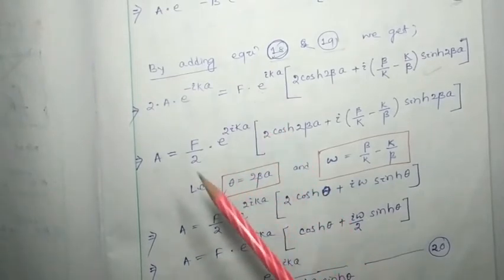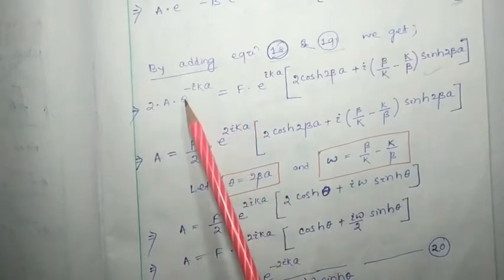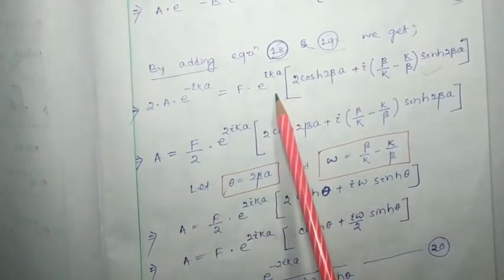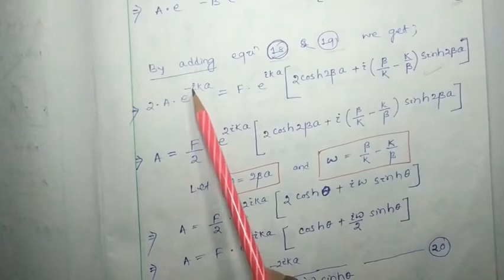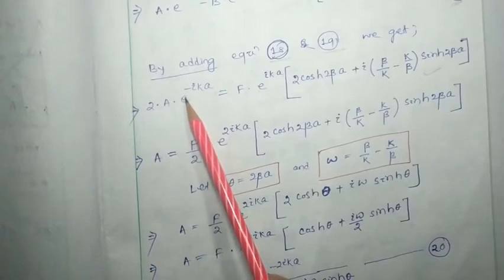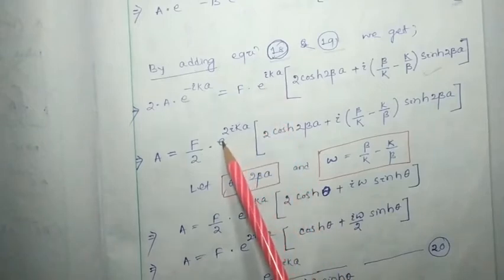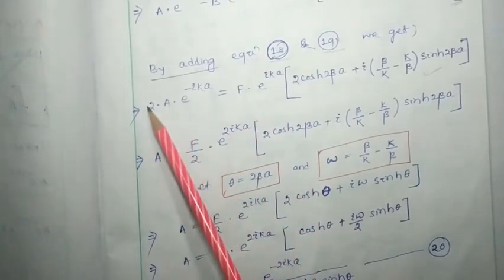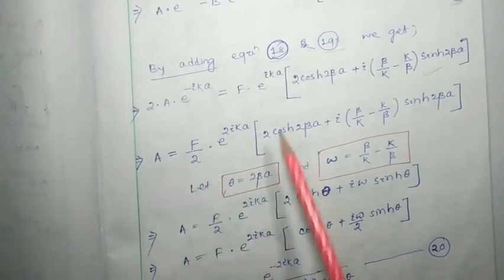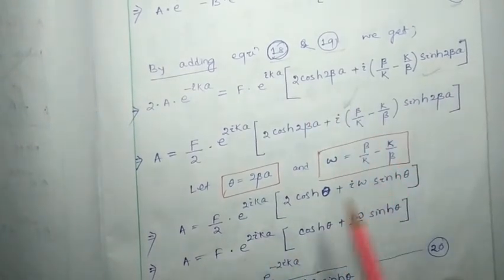Hence in the next step what we did, we divided 2 on the right hand side, and e to the power minus ik, if it is moved to the right side, it will be e to the power plus ik. Already e to the power ik is there, so if this is moved to this side it will be e to the power 2ik, and 2 will be divided on the right hand side, it will be f by 2. Okay, and whatever is in the square bracket is exactly written in this step.